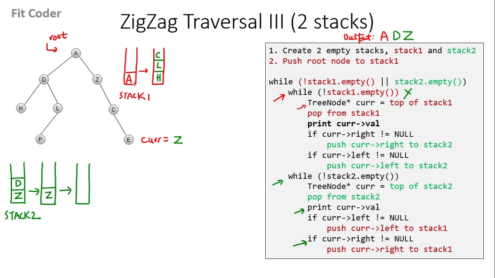Then we again check if stack 2 is empty. So stack 2 is empty. So this while loop also terminates. Then we come here. If stack 1 is not empty or stack 2 is not empty. So stack 1 is not empty. We come in this while loop.